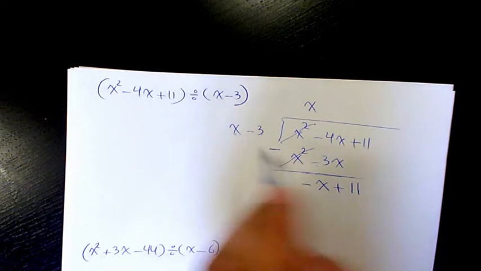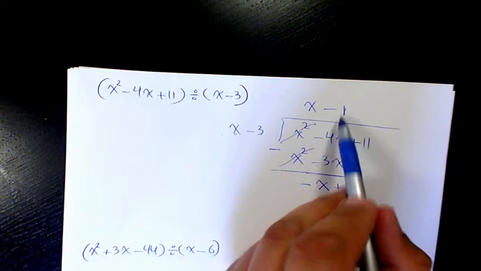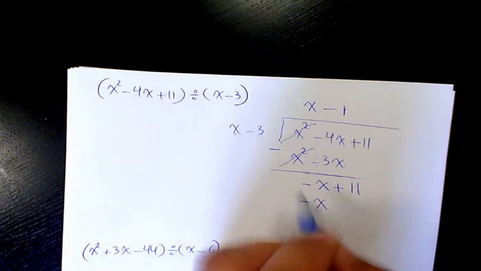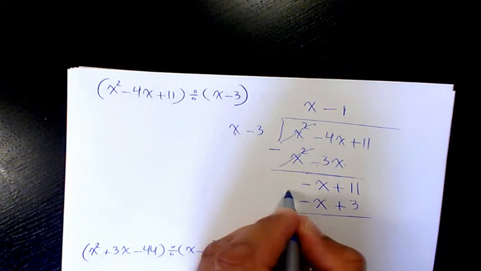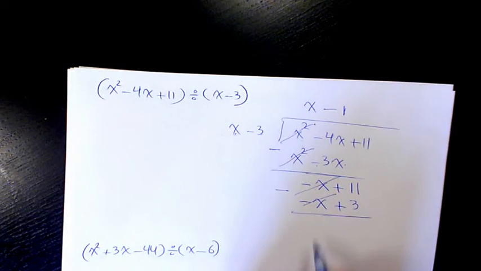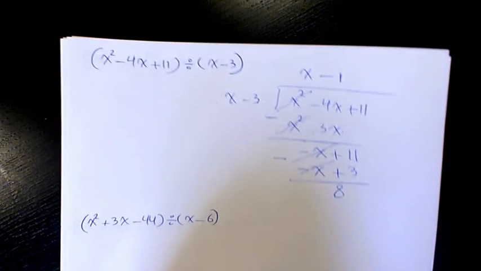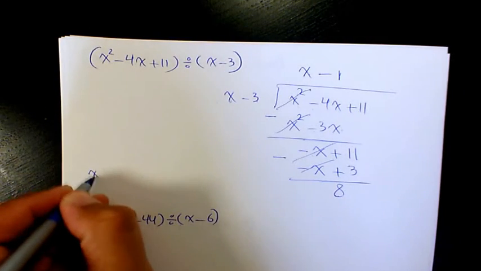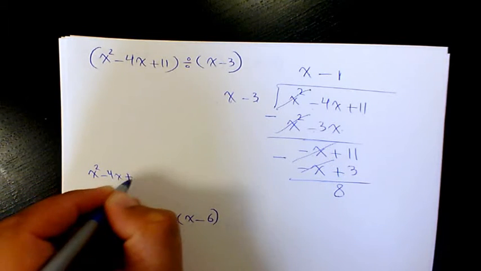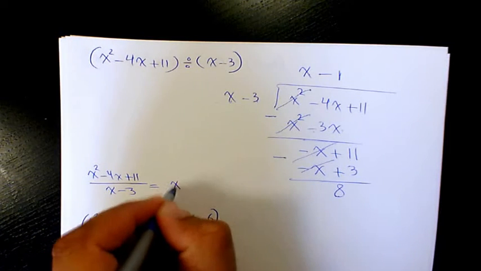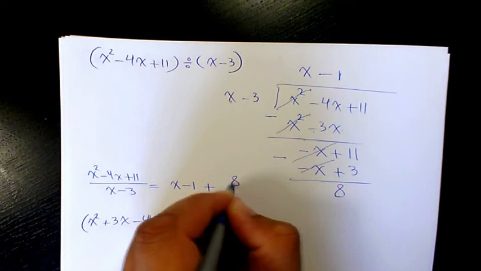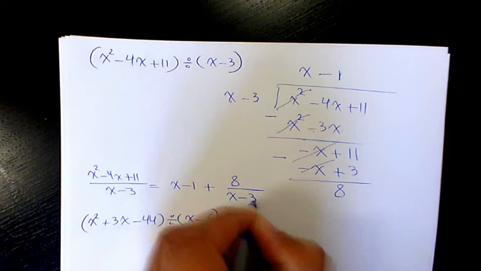Negative x divided by x is going to be negative 1. So negative 1 times x, negative x. Negative 1 times negative 3 is going to be positive 3. When you subtract it, these two cancel out. And you have 11 minus 3, which is 8. So we have x squared minus 4x plus 11 divided by x minus 3 equals x minus 1 plus 8 divided by x minus 3.